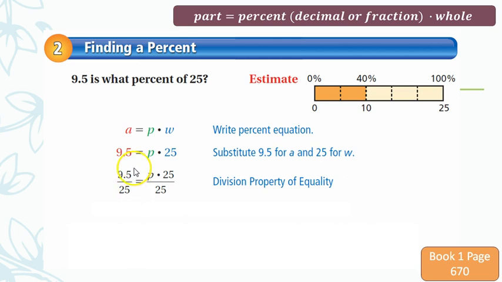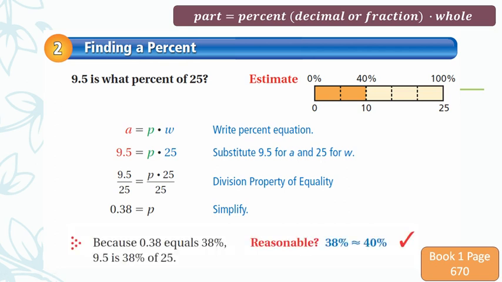With our calculator, we'll actually put 9.5 divided by 25, resulting in a decimal answer. Remember from the previous lesson, we can rewrite the decimal as a percent by moving the decimal 2 spaces to the right, which is the result of multiplying by 100. So because 0.38 equals 38%, 9.5 is 38% of 25. Using our estimate of 40%, was this reasonable? Yes, that means we are close to the estimate, and that's the exact answer.